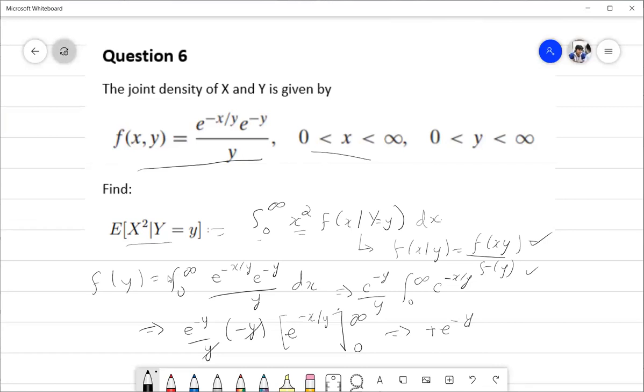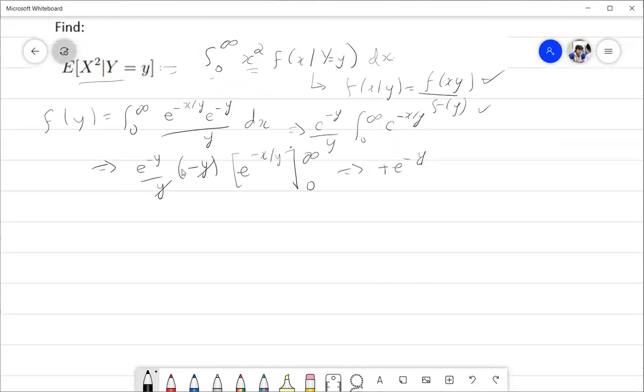I've confirmed this with my answer as well. It's e to the power minus y, right? Now, the only thing I've done so far is I've calculated fy. Now, I am going to input this into the equation.